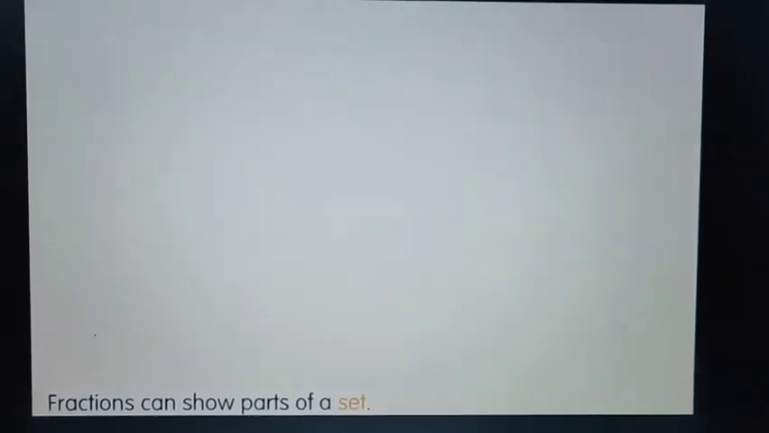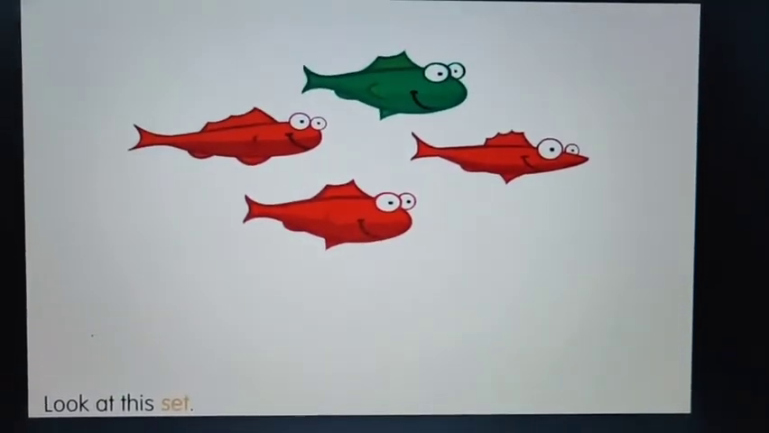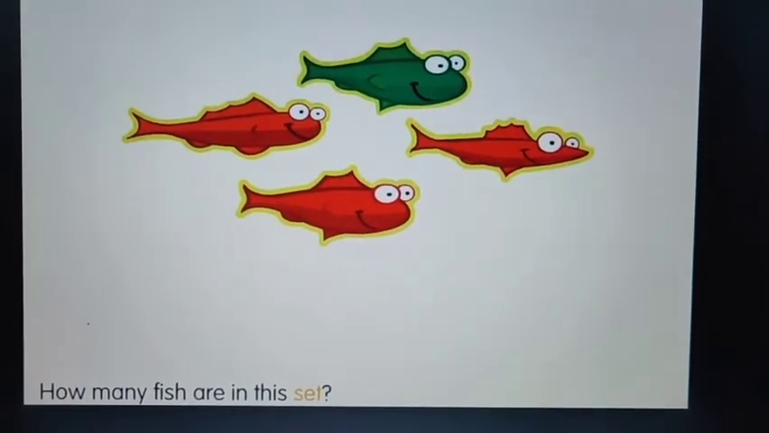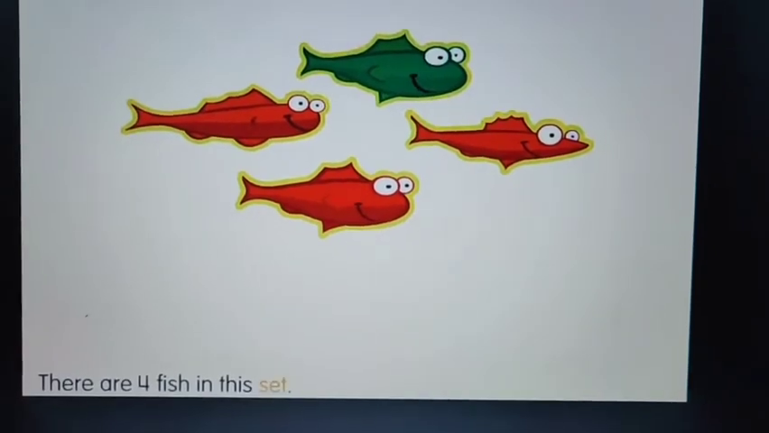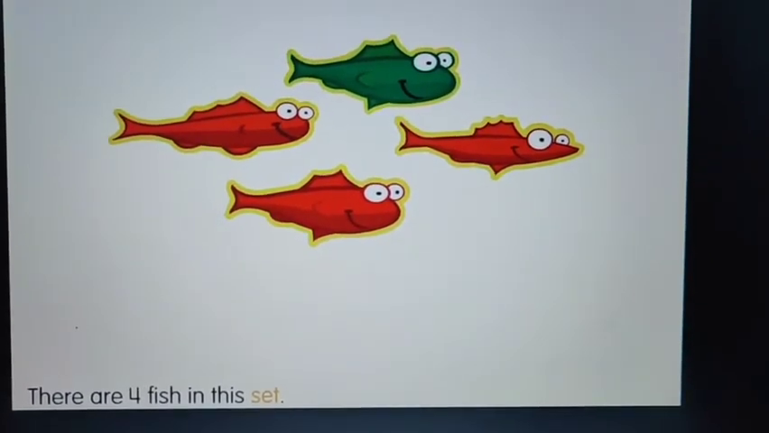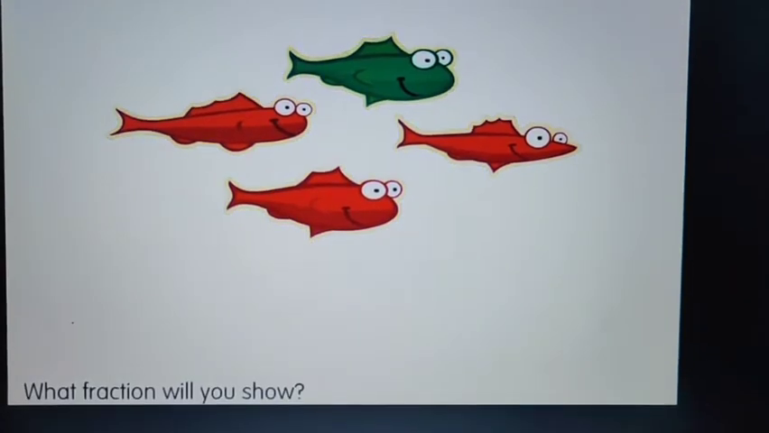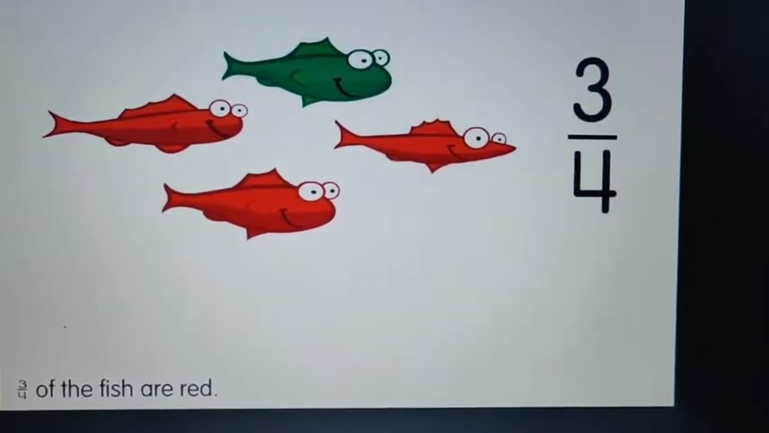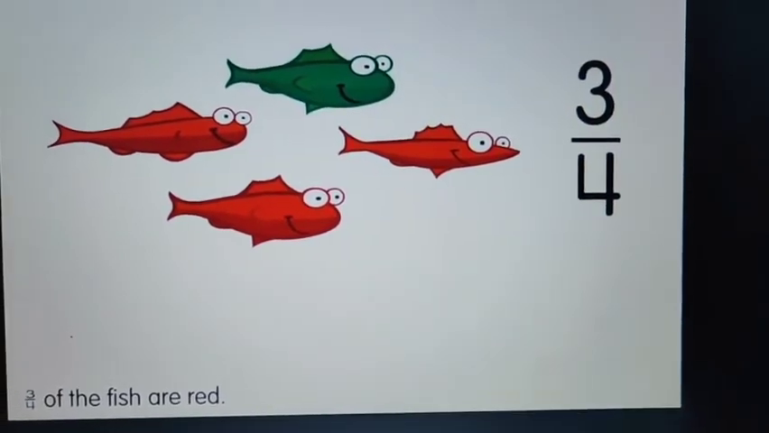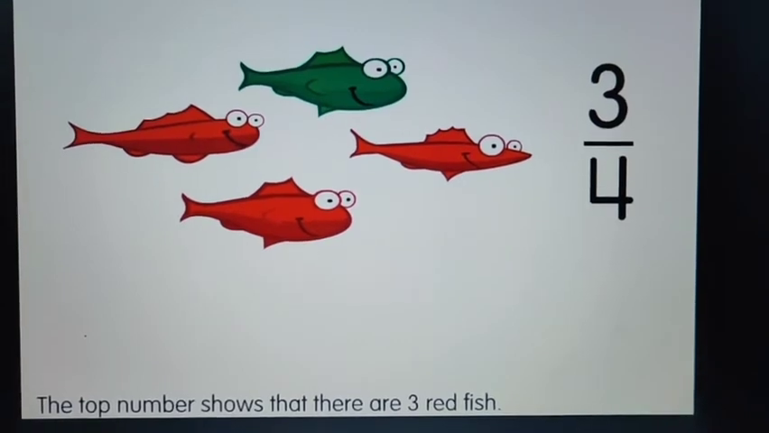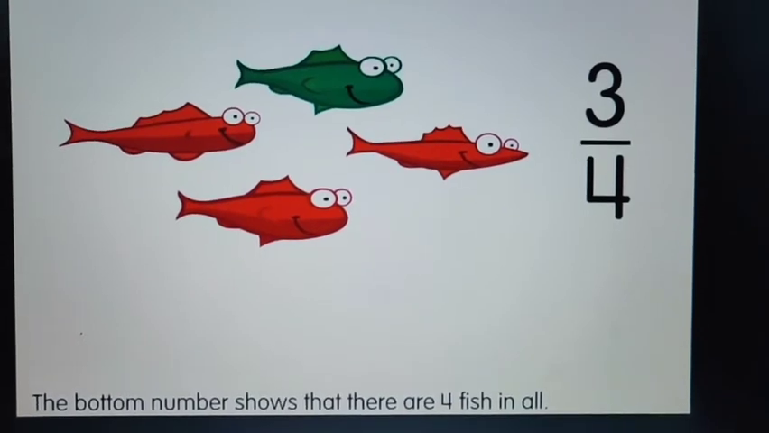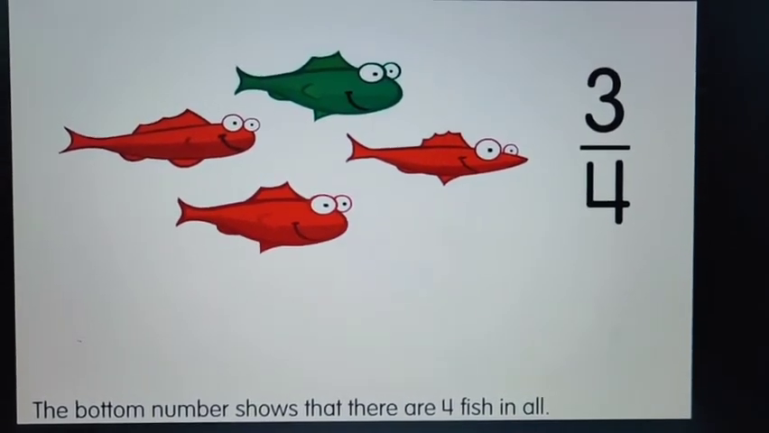Fractions can show parts of a set. Look at this set. How many fish are in this set? There are 4 fish in this set. What fraction will you show? 3/4 of the fish are red. The top number shows that there are 3 red fish. The bottom number shows that there are 4 fish in all.